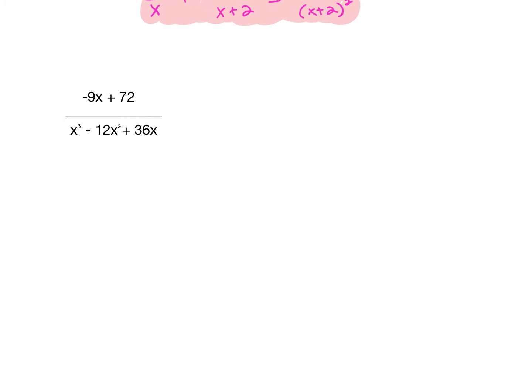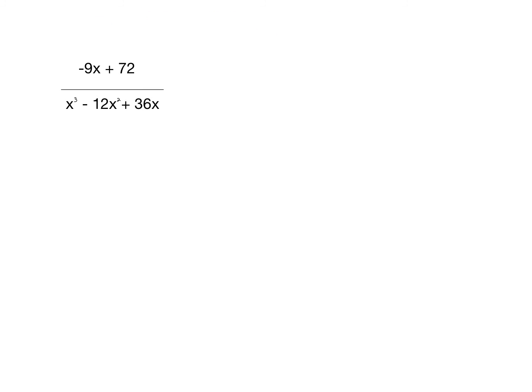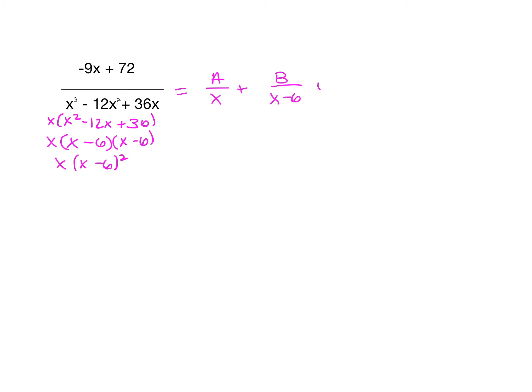All right, then the second one, I'm going to work out the other method. So we do the same thing, factor out the x. And then factor, this would be -6 and -6, or x minus 6 squared. So a over x, b over x minus 6, and c over x minus 6 squared. This time we're going to multiply the tops by what's missing from the bottom. So this is going to get x minus 6 squared. This is going to get x and x minus 6, and this is just going to get the x.